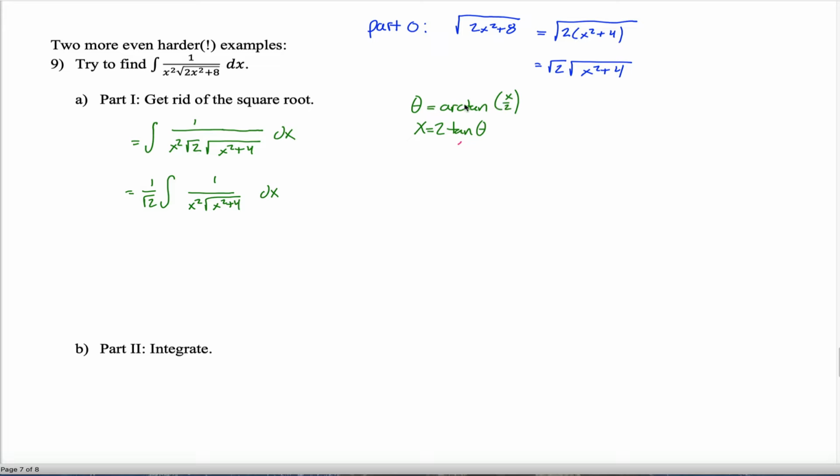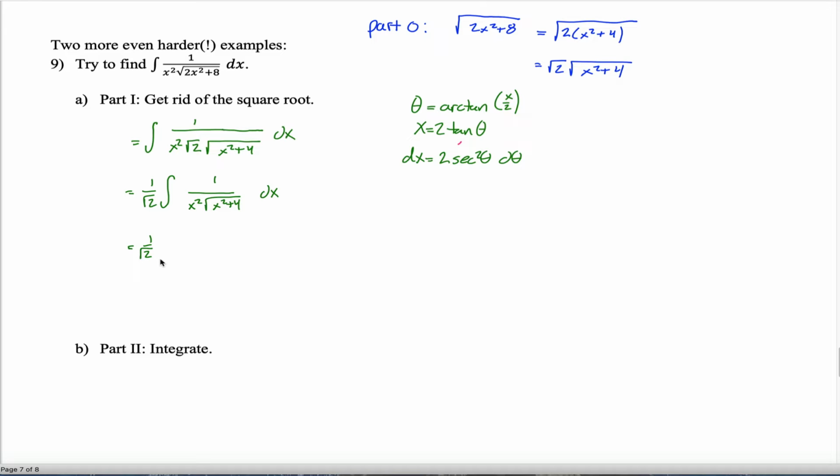This is the substitution that feels more like a u substitution, but this is the form that we want to take the derivative of, because the derivative of arctangent is really ugly. Take the derivative, we got dx is equal to 2 times the derivative of tangent, which is secant squared. So I got secant squared theta d theta. I have an expression for x and an expression for dx, so I can plug them into this expression.